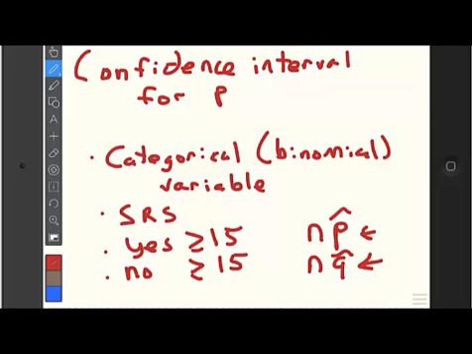this way. Again, we're using 15 in this course. That's what our text uses. But you certainly will see other texts that say greater than or equal to 5 for both of them, and some that'll say greater than or equal to 10.